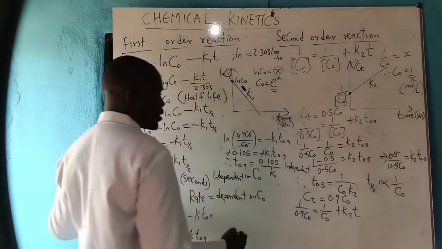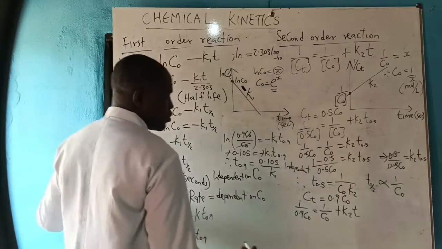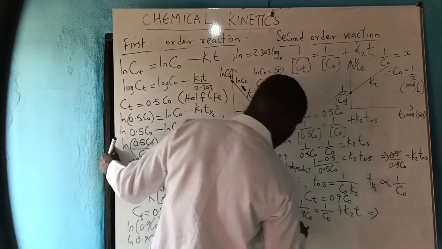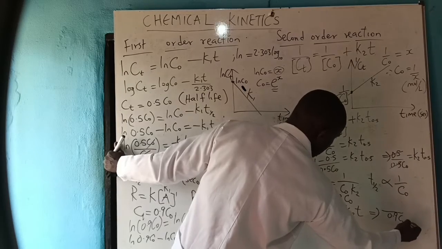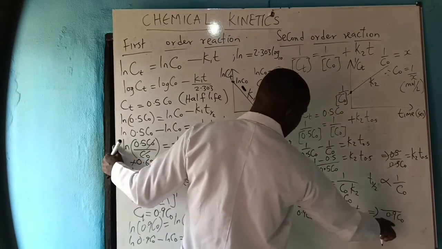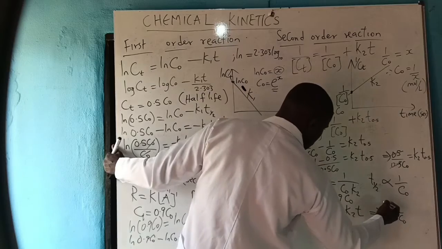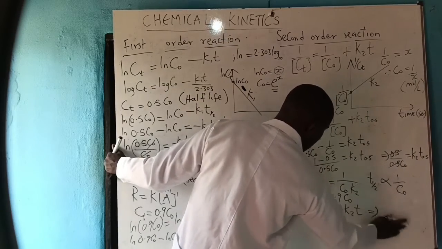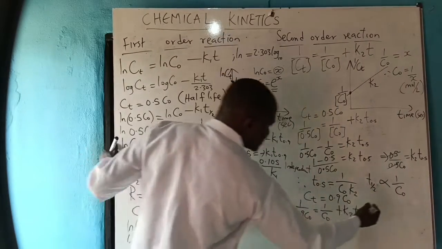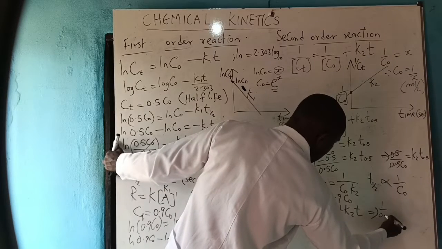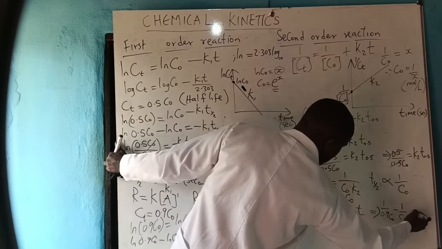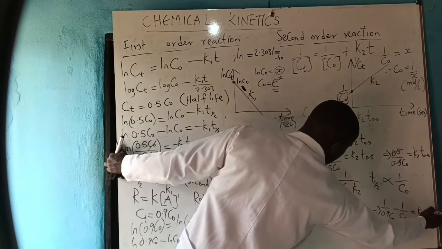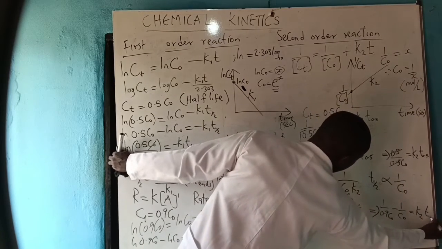K2T. Okay? Then we now look for the LCM. LCM will be 0.9 CO, 0.9 CO divided by 0.9 CO, 1 times 1. Turning this to the other side, we have 1 over 0.9 CO minus 1 over CO equal to K2T 0.9.